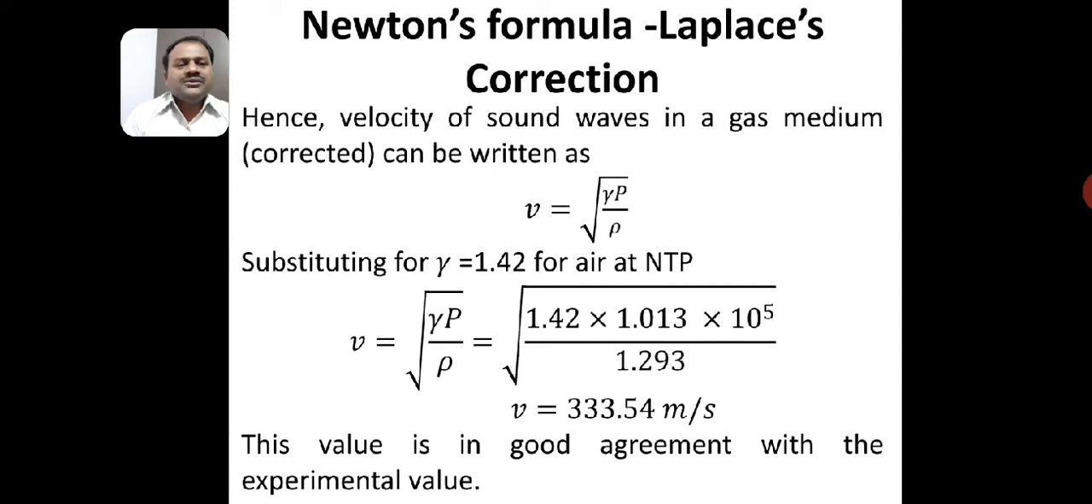Now substituting the values for gamma, P and rho at NTP, gamma is 1.42 for the air medium at NTP.